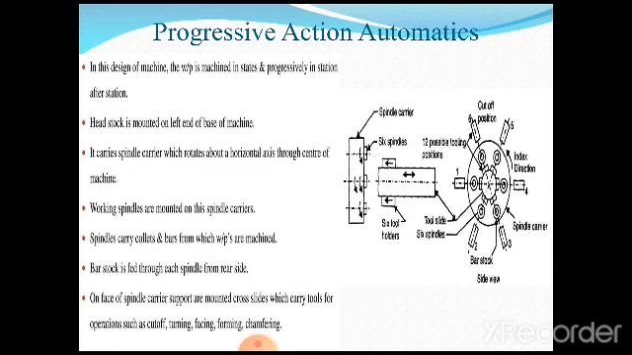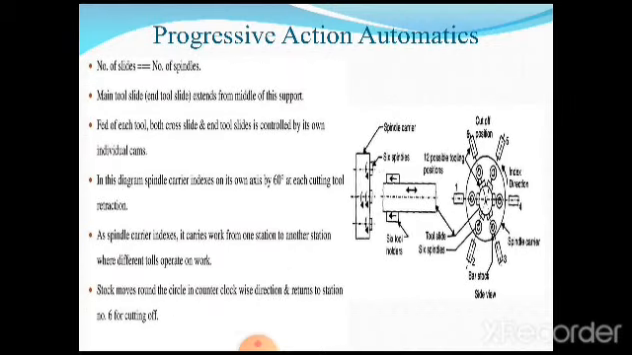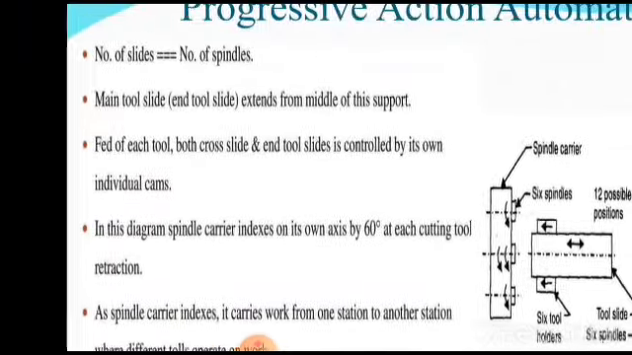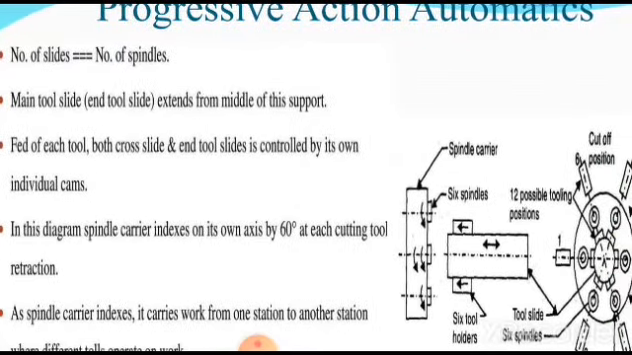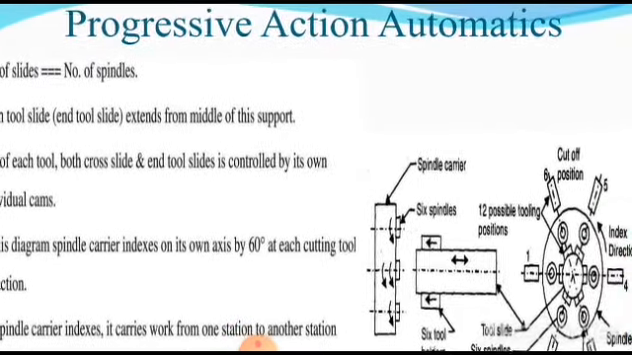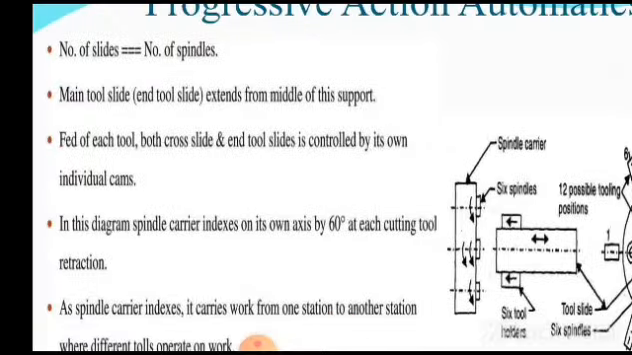It is called a progressive action because the machining operation is carried out one after the other. That is why it is called a progressive action. So now what are the features of this? Let us understand. Number of slides is equal to number of spindles. How many slides are there, so many spindles are there.